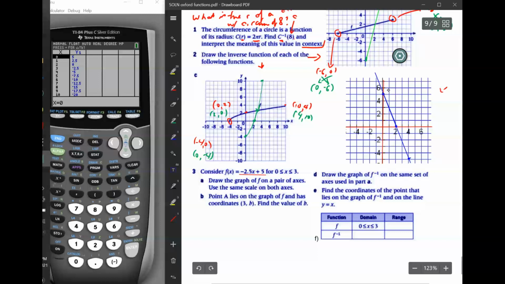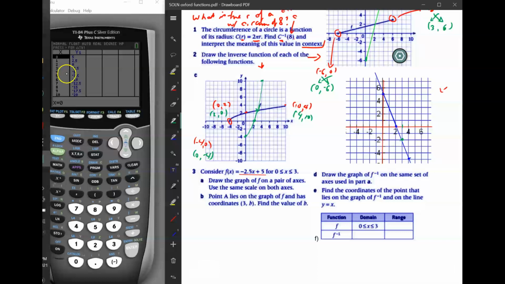And then part B says point A lies on the graph of f and has coordinates 3, b. Find the value of b. So 3, b, that would be this point here, right? I could also find it with the table, right? 3, b means the x is 3. What's the y? So it would be -2.5, right? So my y value is going to be -2.5.